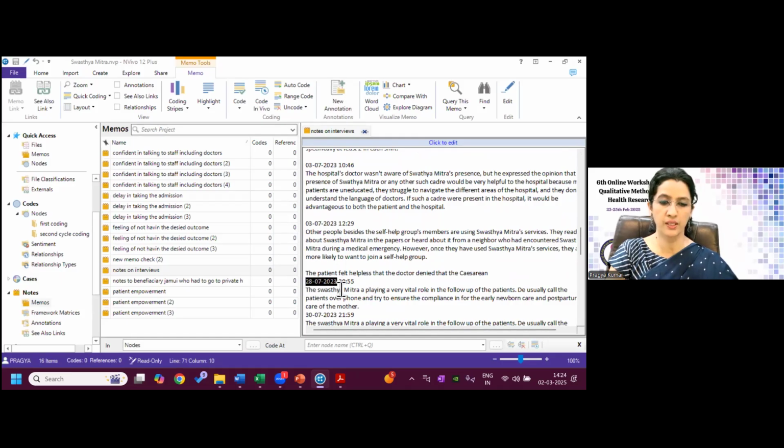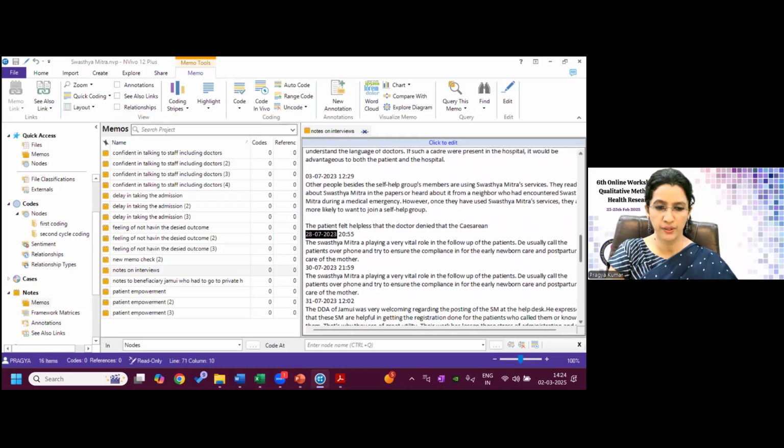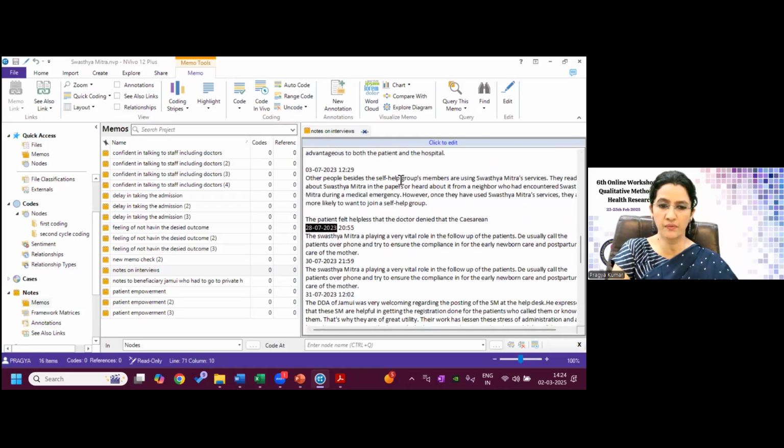Okay, which was 28 July. So there was a gap of, let's say, 25 days. So again, I wrote, then again on 31, I wrote. So this is one way you keep track. I mean, you write your own notes during the coding process. And here also it helps.